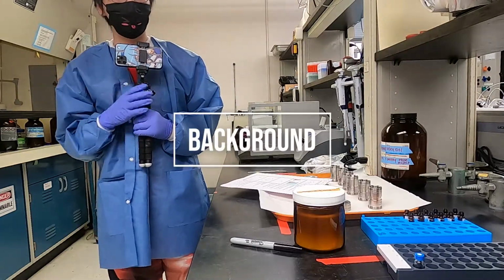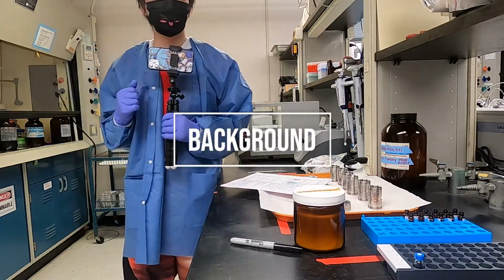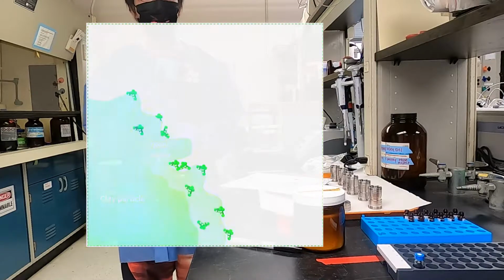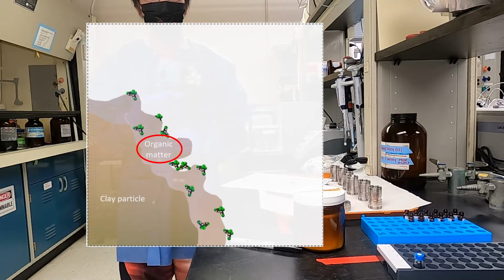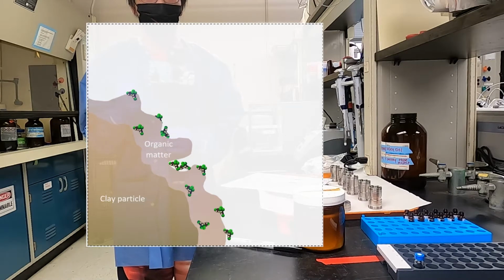So before I do the experiments, I would like to go through some of the background. Here shows the soil particle. We can see that the soil particle is covered by the soil organic matters, and we also know that DDT is hydrophobic. So many of the DDT molecules will be absorbed or adsorbed by the soil organic matters.